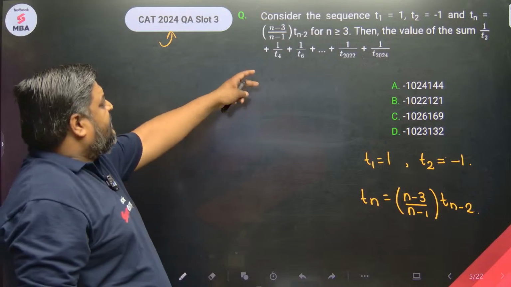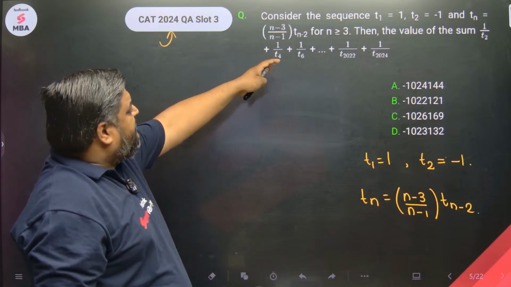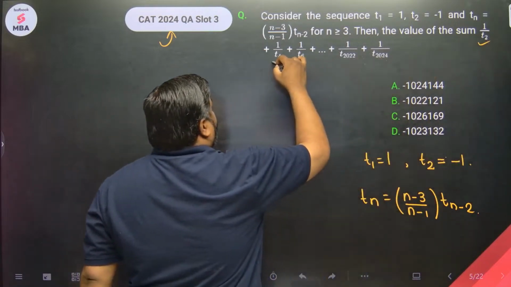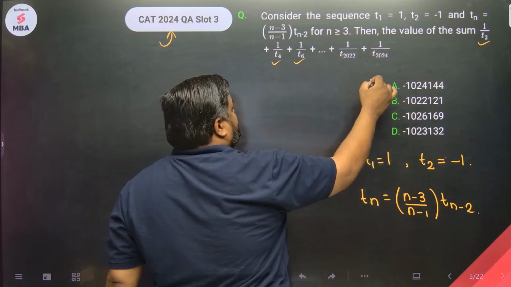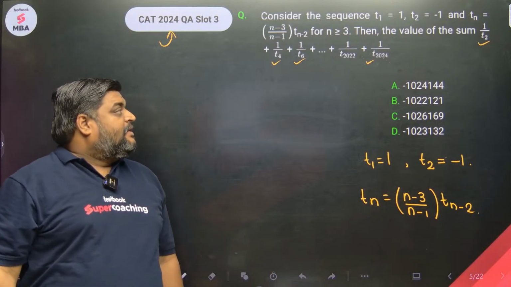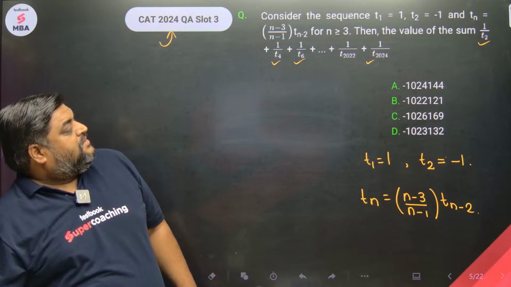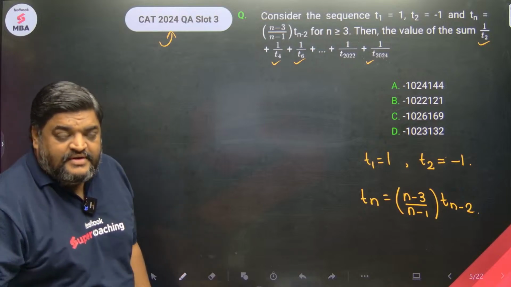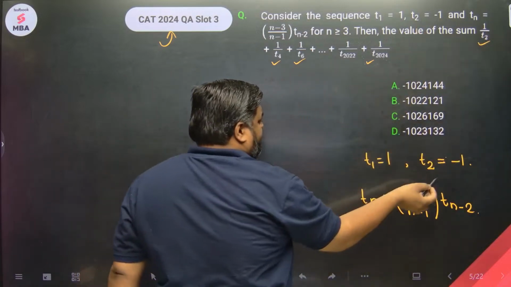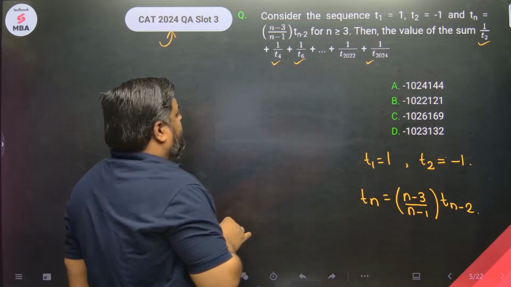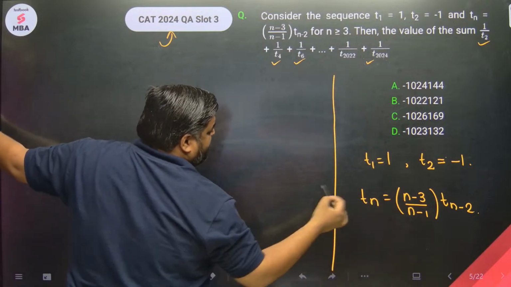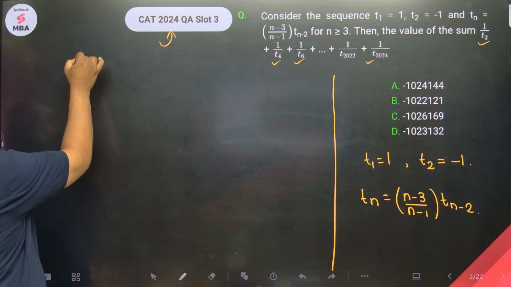And they are asking what is the value of 1 by T2 plus 1 by T4 plus 1 by T6 all the way till 1 upon T2024. ठीक है, तो गाइज पहले T2 फिगर आउट करने की, T2 तो गिवन है ना, T2 इज ऑलरेडी गिवन. Let's try to figure out T4. And how can we figure out T4? By using this.